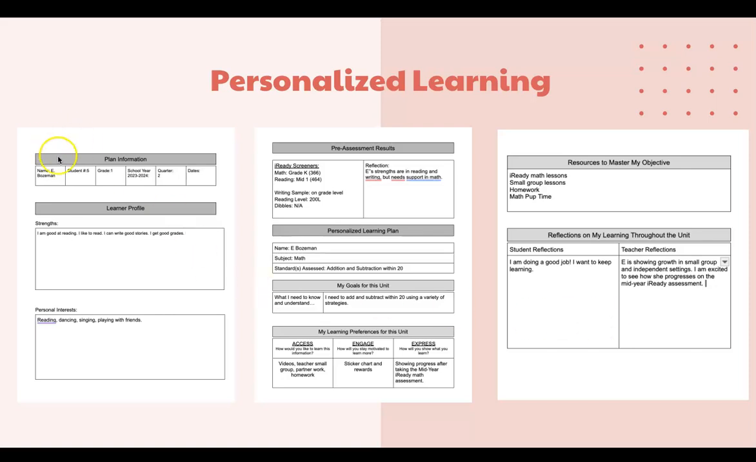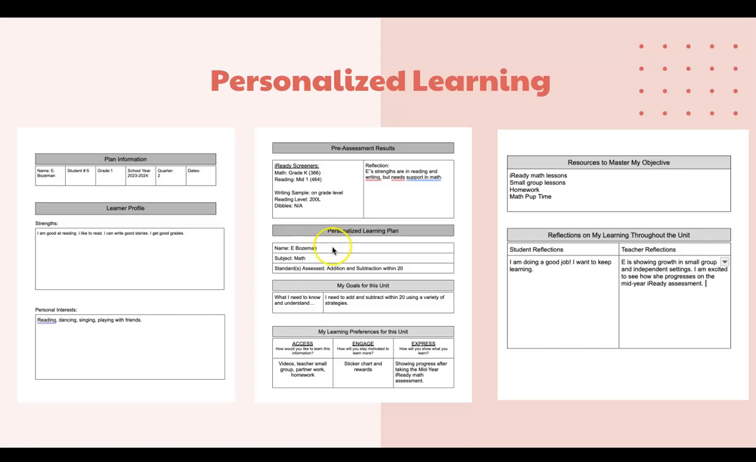It shows their plan information and their learner profile. We start by talking about the student's strengths and their personal interests. This helps me really tailor their learning to what they love to do and make learning fun for them. Additionally, we talk about their pre-assessment results. We get those from their iReady screeners. The student in particular showed really good strengths in reading and that she needed some support in math, which we indicated over here in the reflection.